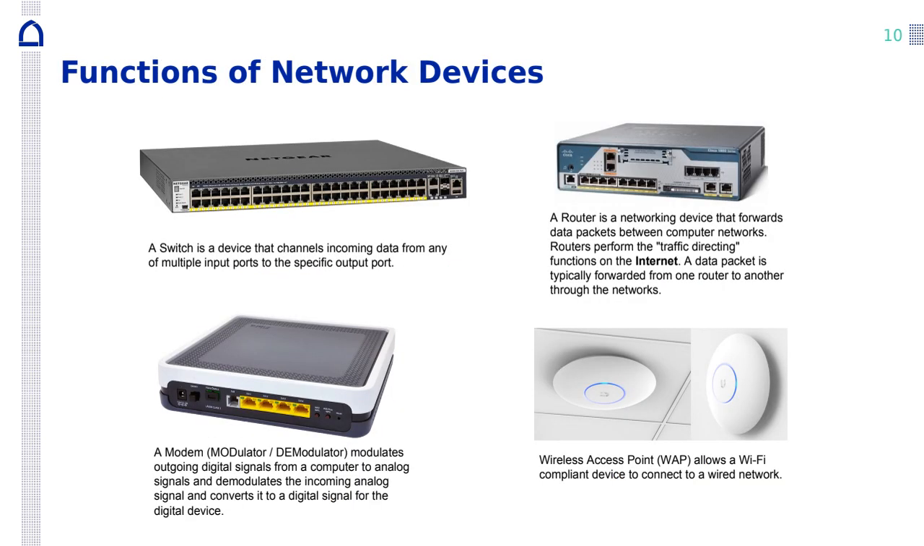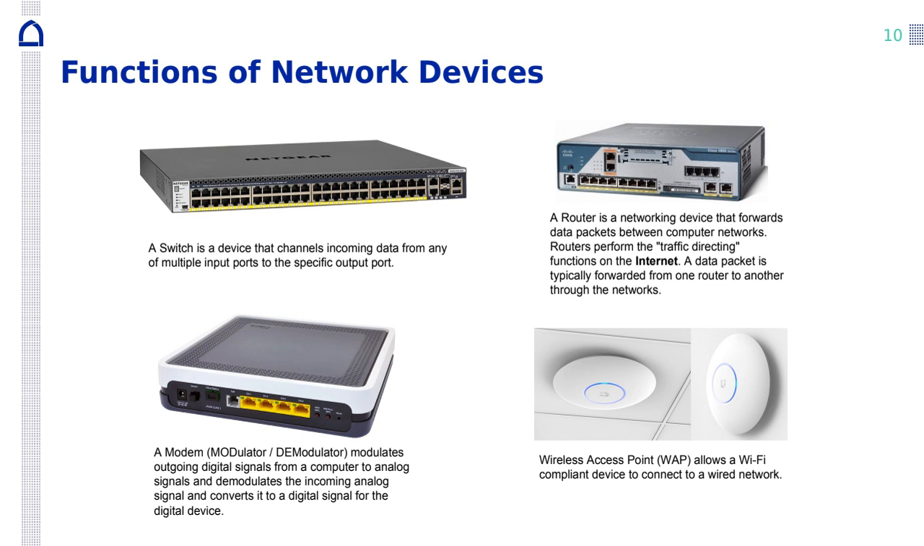Function of network devices. A switch is a device that channels incoming data from any of multiple input ports to the specified output port. Okay. A router is a networking device that forwards data packets between computer networks. It provides the traffic routing or directing. It will interconnect networks together. The switch is working inside your LAN. But if you want to interact with other networks, you have to go through the router.